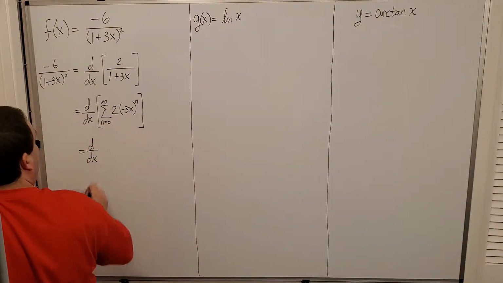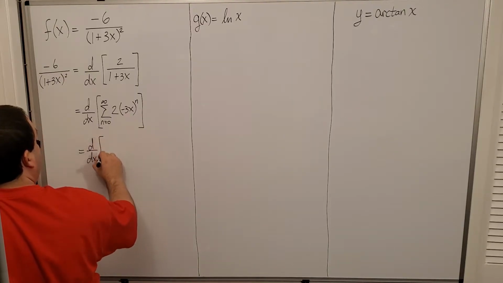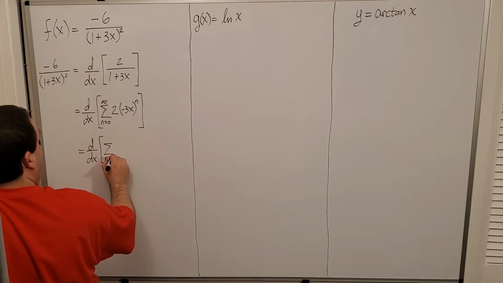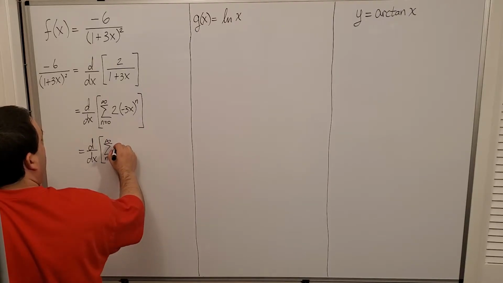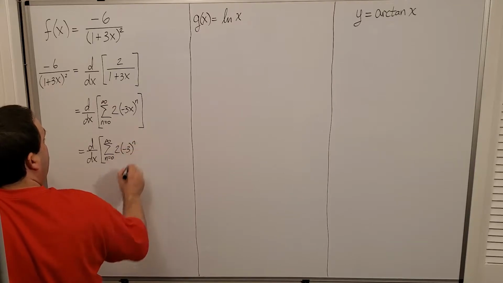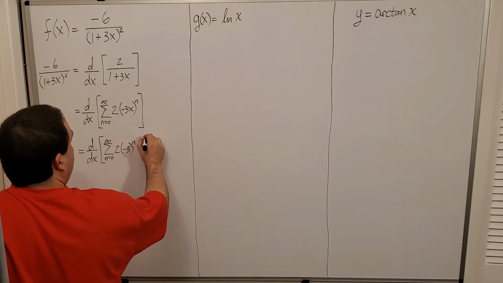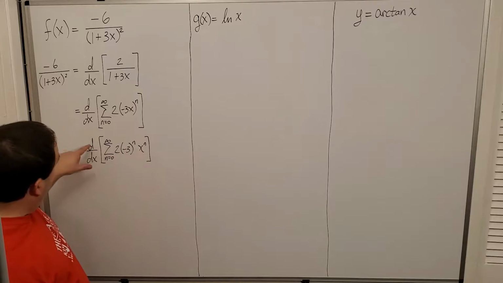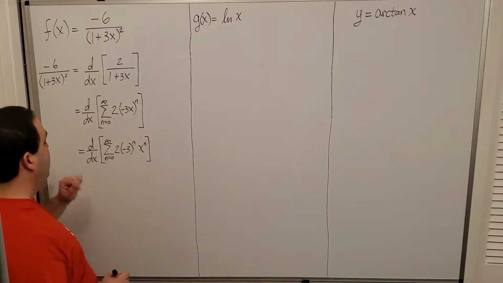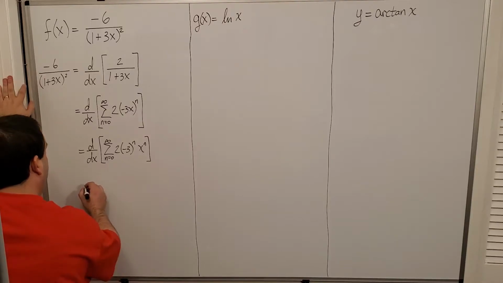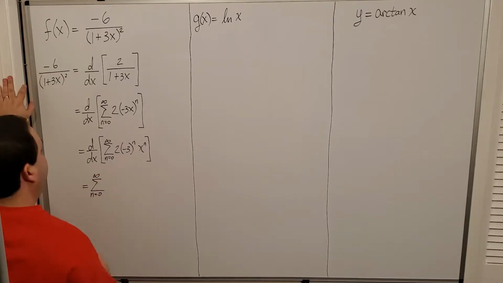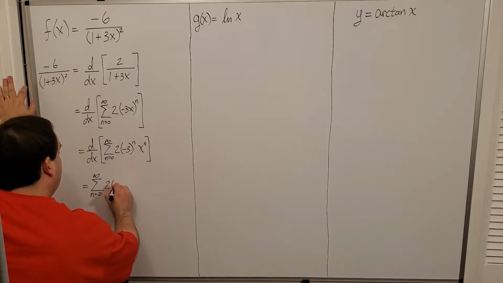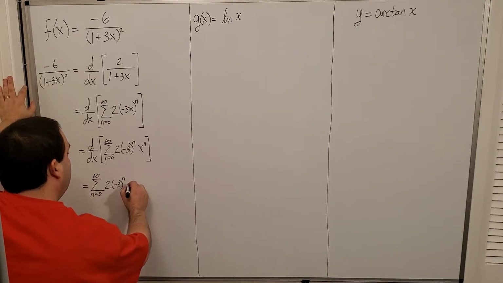I can say then I would be taking the derivative of the sum n equals 0 to infinity of 2 times -3 to the n, x to the n. And I wanted to write it this way because I want to focus in on the x. I want to be able to do the derivative of the x piece of this. So now I do the derivative of that, and I end up with the sum from n equals 0 to infinity of 2 -3 to the n x to the n minus 1.